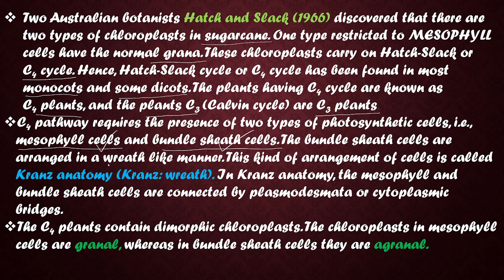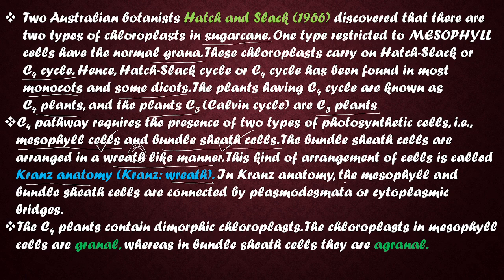Bundle sheath cells are arranged in a wreath-like manner, because wreath means garland. This kind of arrangement of cells is called Kranz anatomy. Kranz means wreath.